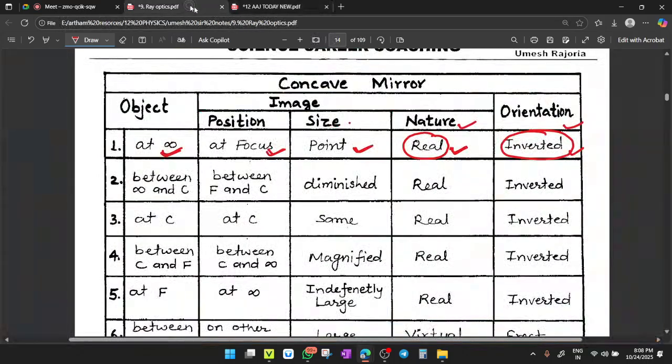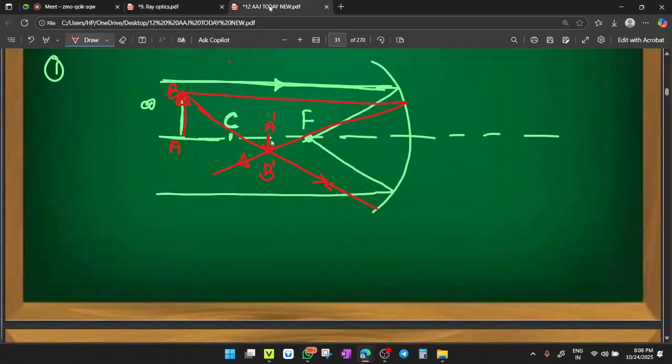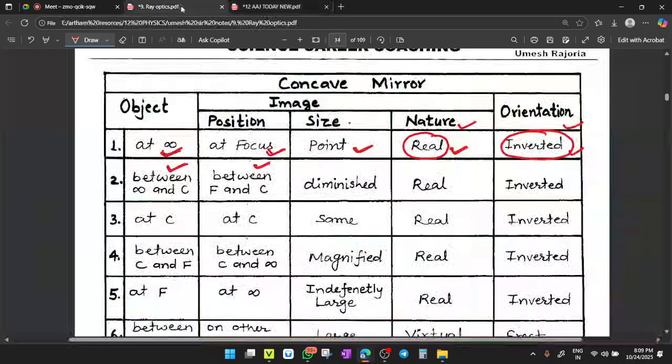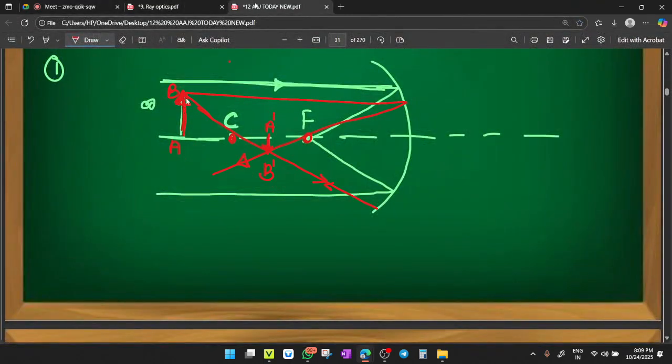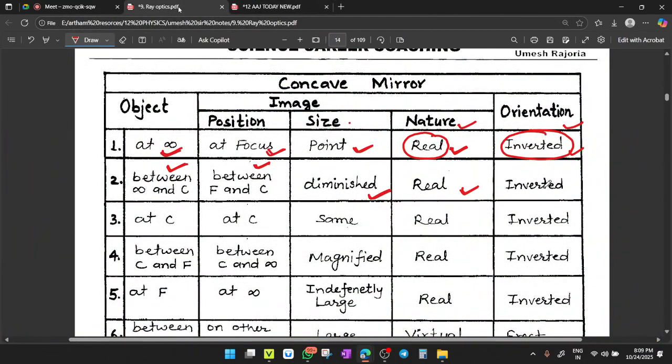Now check the things. Yes, your object is between infinity and center of curvature. Your position of image is between focus and center of curvature. Yes, check in the diagram. Your image is forming between focus and center of curvature. Am I right? Yes. And the size is diminished. Your object is quite larger. Check here, your object is larger, but your image is diminished. Clear? Nature is real and inverted. Got it?